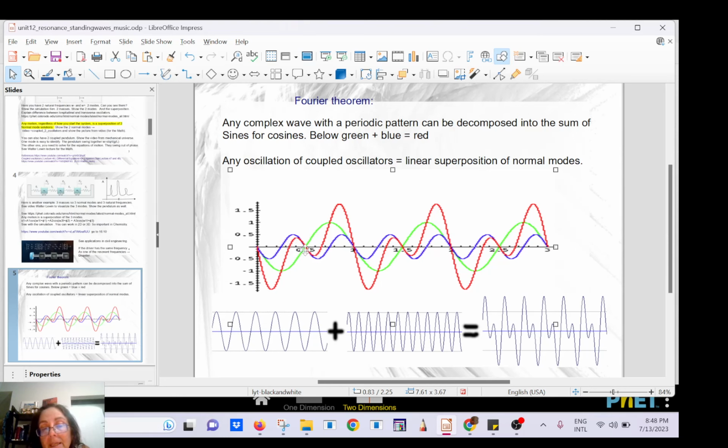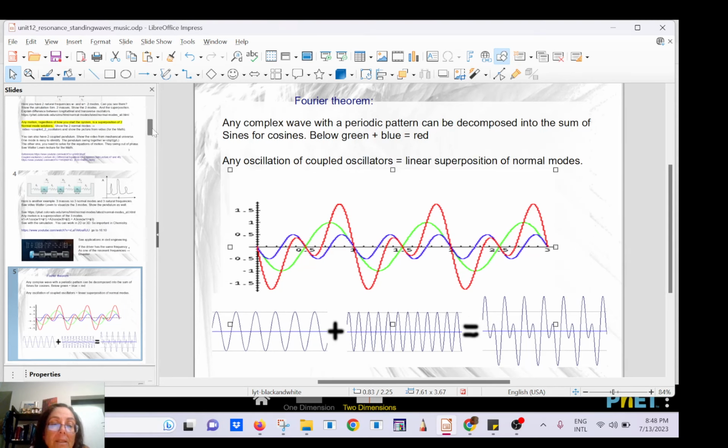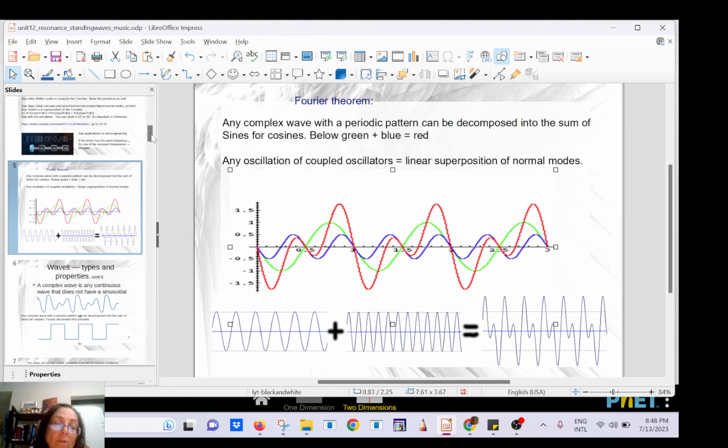So inside that red waveform, you have two sine waves or two cosine waves here, the purple one and the green one, and you add them together. Okay? So it's like you take two normal modes, you add them together with a weighted sum, a little bit of this one, a little bit of that one. At the end, that will be the oscillation that you get. And this is the math behind Fourier.